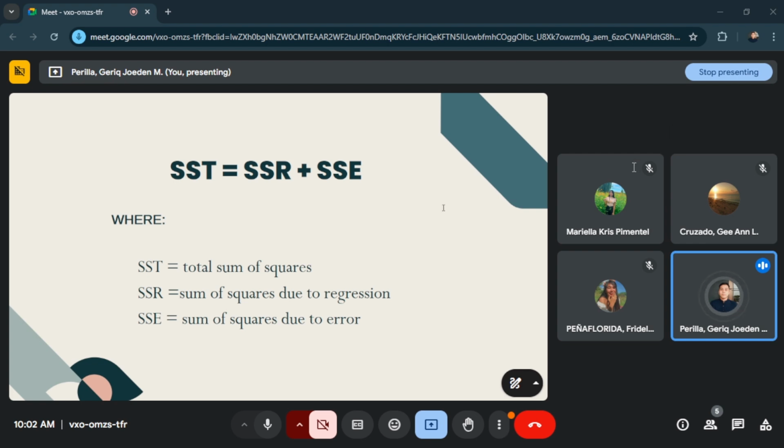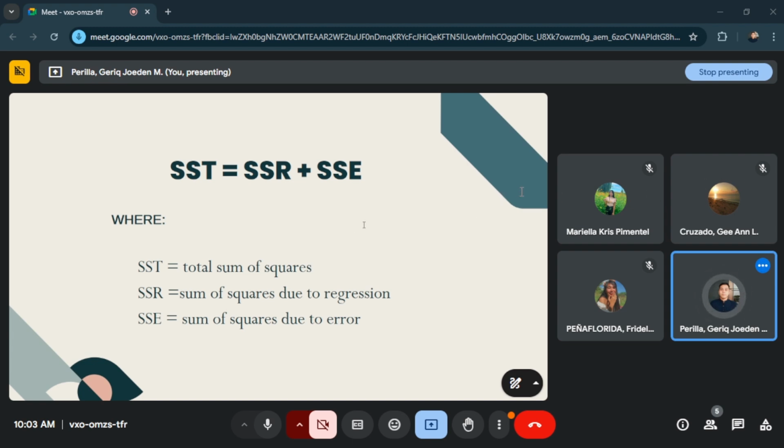So, next naman po, yung SST is equal to SSR plus SSE. So, mahalaga ang relasyon ng mga sums of square na ito na nakasaad sa equation. So, ang SST, yung total sum of square, represents the whole variability of the dependent variable. So, this equation shows that the total change in the dependent variable is divided into the part explained by the model, SSR, and the part that is unexplained, SSE.